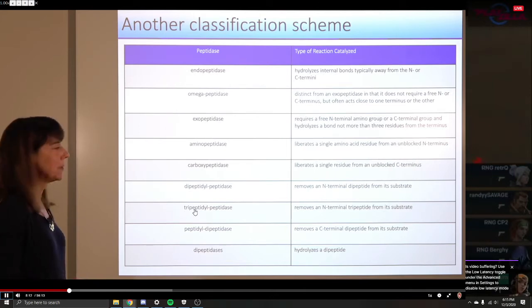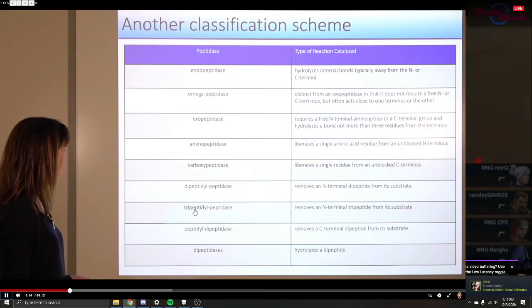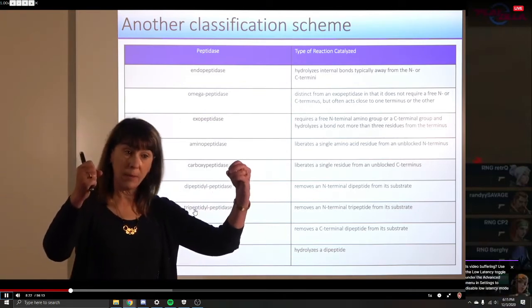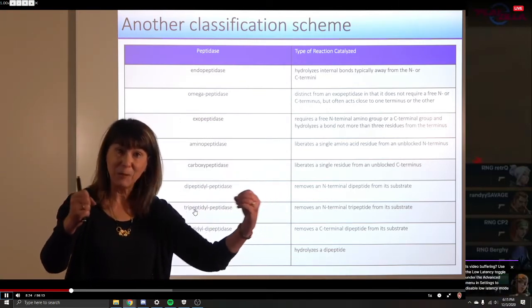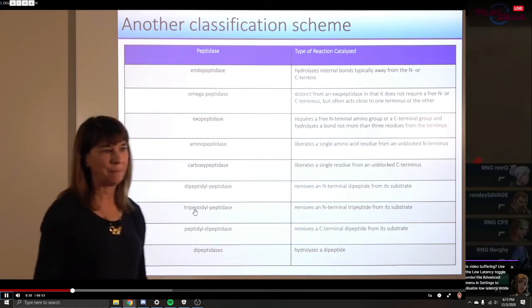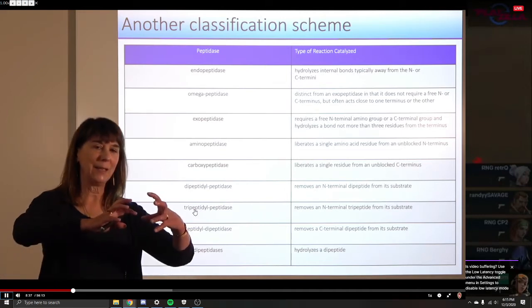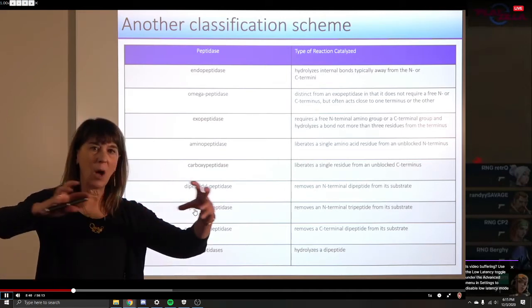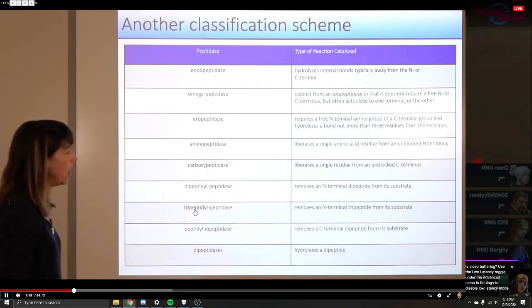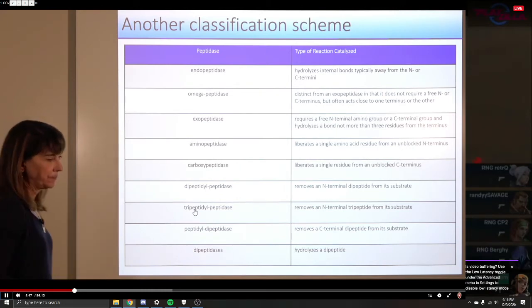Dipeptidopeptidase, it removes an N-terminal dipeptide from its substrate. Tripeptidopeptidase, it removes an N-terminal tripeptide from the substrate. And remember, the substrates are themselves peptides or proteins. That's what you got to keep in mind. Peptidyl dipeptidases removes a C-terminal dipeptide from its substrate. And dipeptidases hydrolyze a dipeptide. The other thing about these substrates is they're not little molecules. Right? They're peptides that are coming in, so the active sites tend to be open, and that's going to be an important part when we get to another couple of slides.